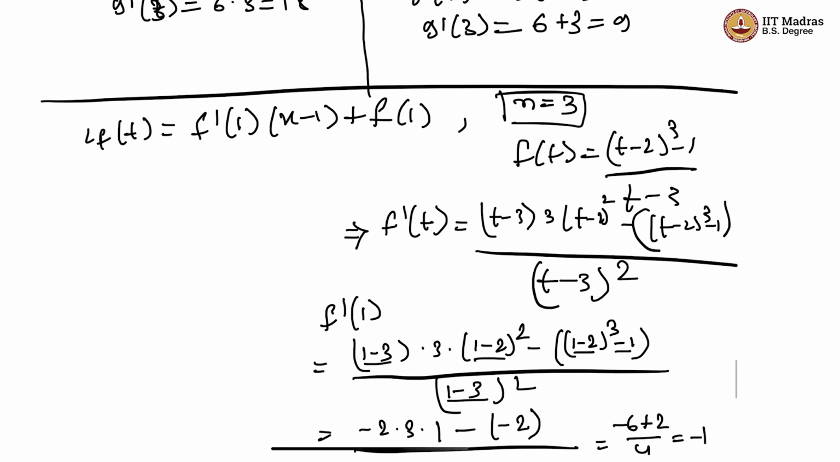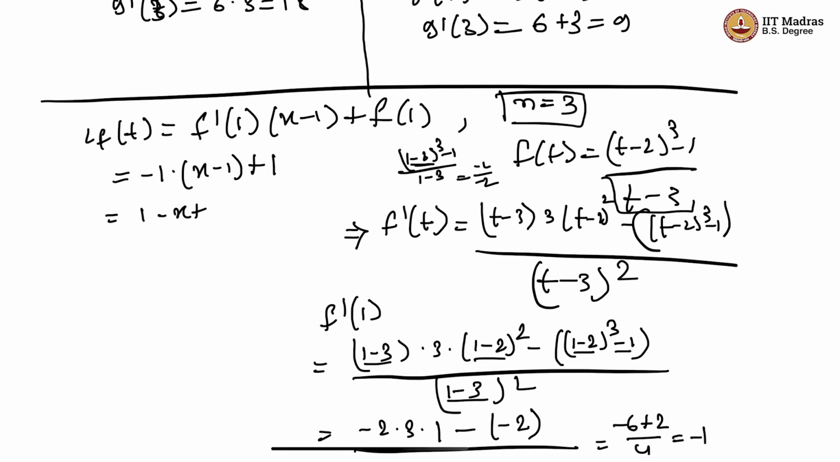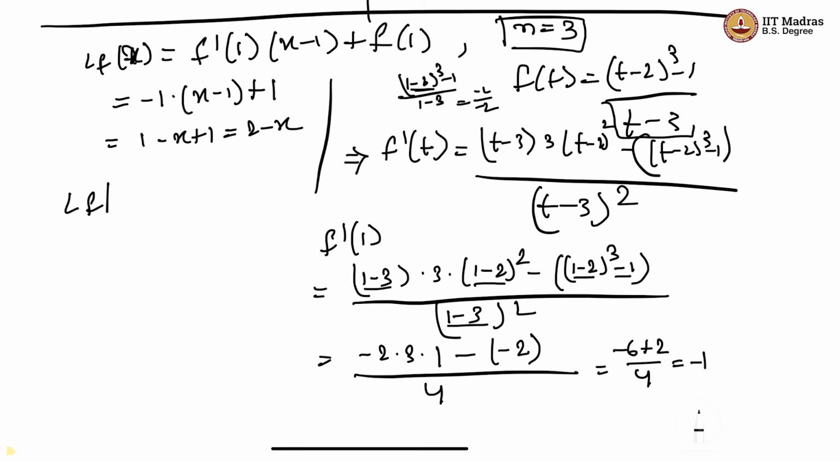Okay, so we will get the value as minus 1 into (x minus 1) plus f of 1. What is f of 1? Just put 1 here, so we will get (1 minus 2) whole cube minus 1 by 1 minus 3. That means this term will be minus 1 minus 2 by minus 2. So this is basically 1. Okay, so we have 1 minus x plus 1, that means 2 minus x. Therefore, we have L f of t equals 2 minus t.